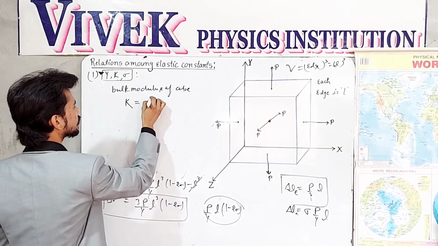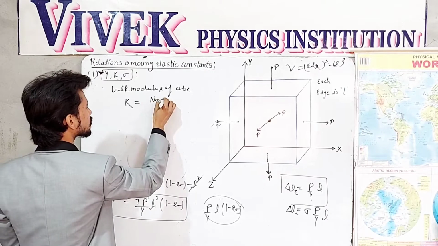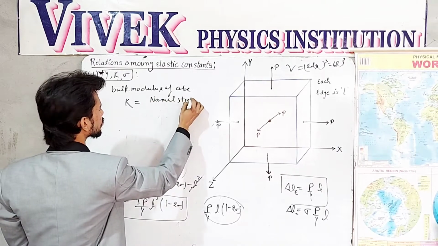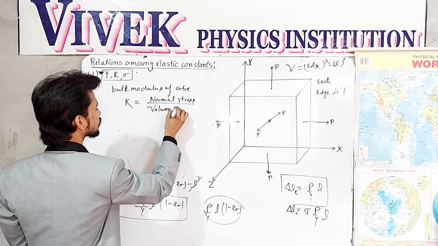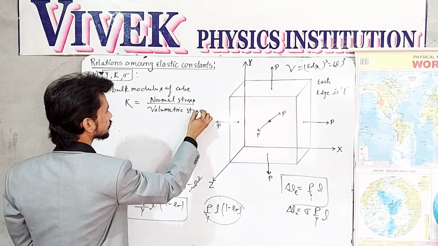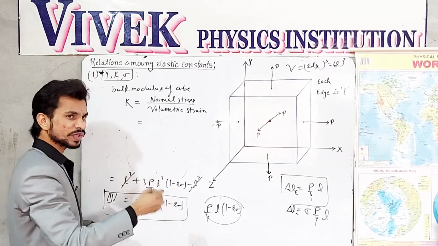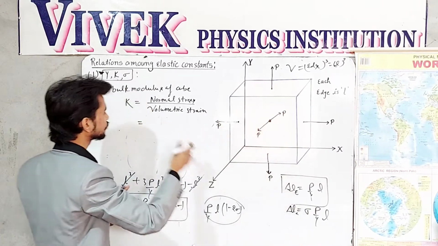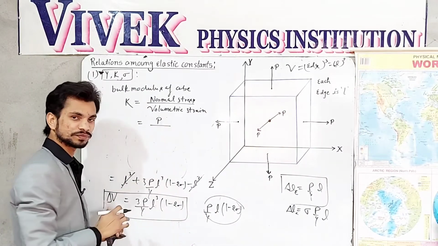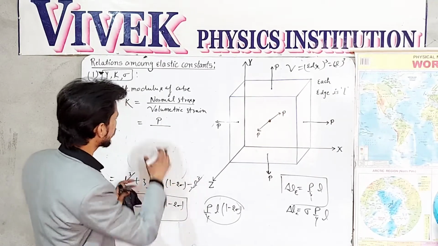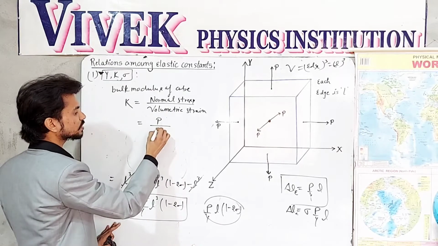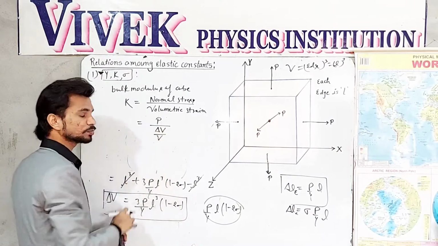K is nothing but normal stress divided by volumetric strain. And what is the normal stress? Normal stress is nothing but P, which is the same for all the 6 edges. This is P. Volumetric strain is nothing but change in volume divided by initial volume.